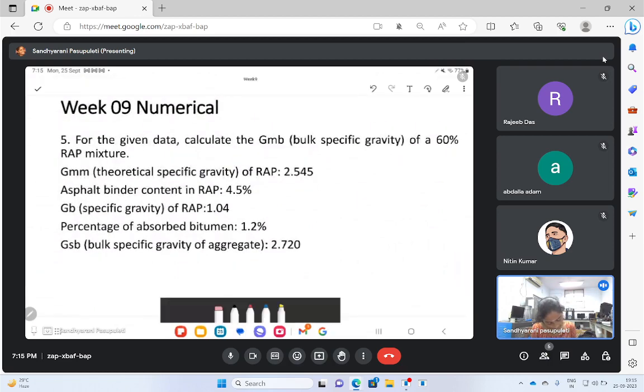And here, if you see another question, for the given data, calculate the GMB of a 60% RAP mixture. So we have to calculate the GMB of RAP and the RAP percentage is given as 60%. So in the given 100%, 60% is RAP. That means the remaining 40% would be virgin aggregates. Also please observe here, RAP percentage is more than 25%.